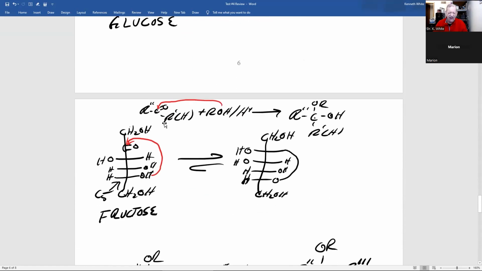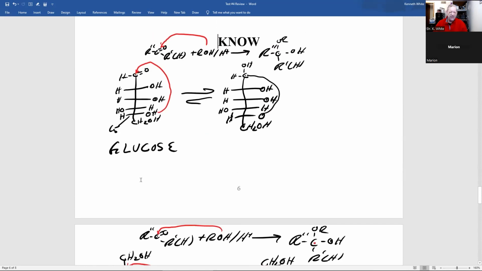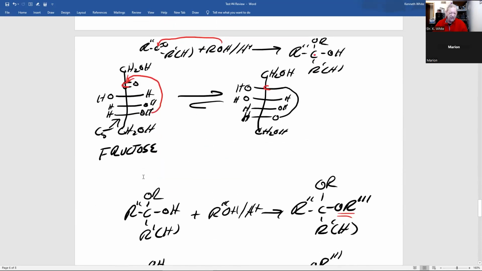Again, the same reaction: aldehyde or ketone, alcohol, acid catalyst gives a hemiacetal or hemiketal. You should know this reaction for glucose. Again, on C5, the hydroxyl group attacks the carbonyl carbon and forms this. And you should know how to do that. If I ask you, give the starting material for this reaction, and I don't give you fructose, you should know how to go backward. Same thing with glucose. And that was in the problem set.